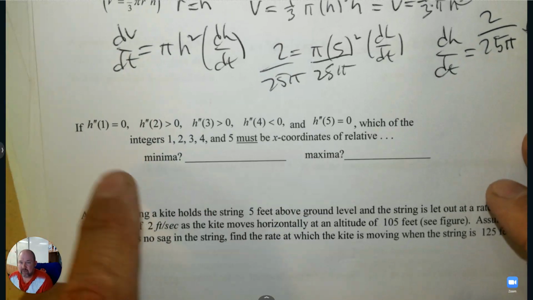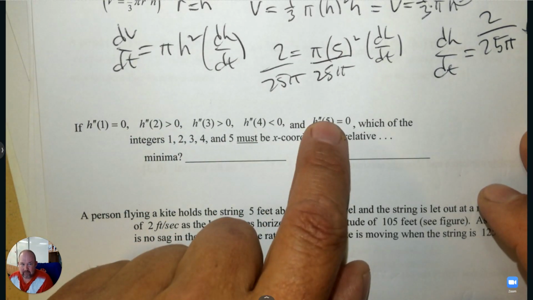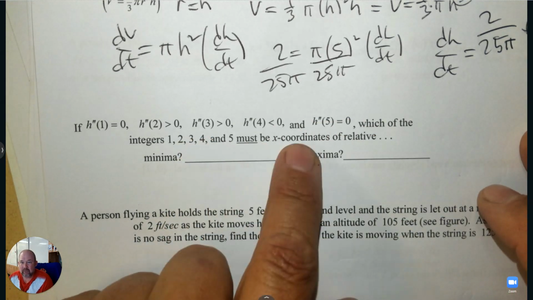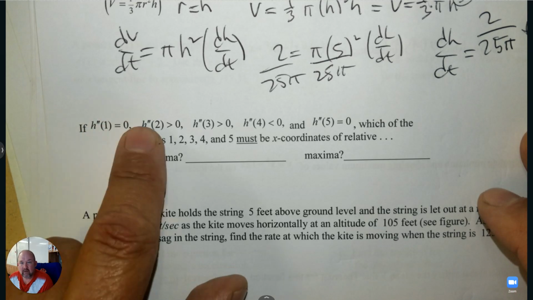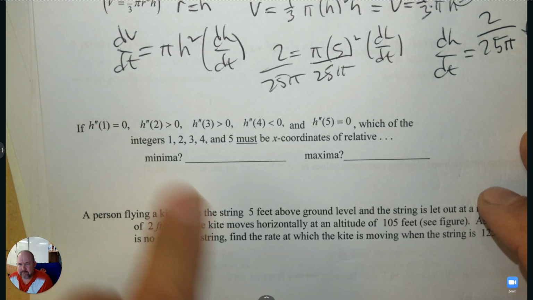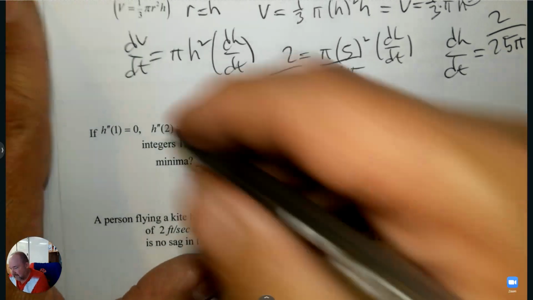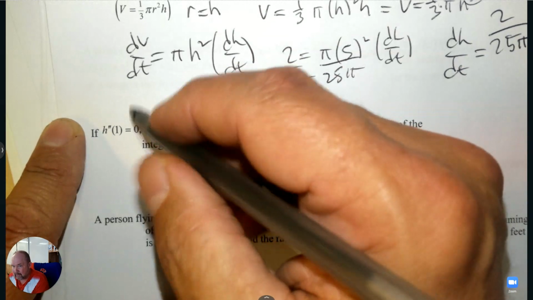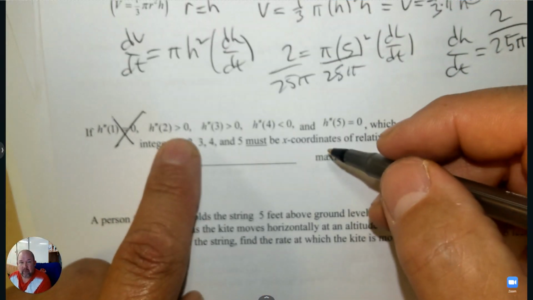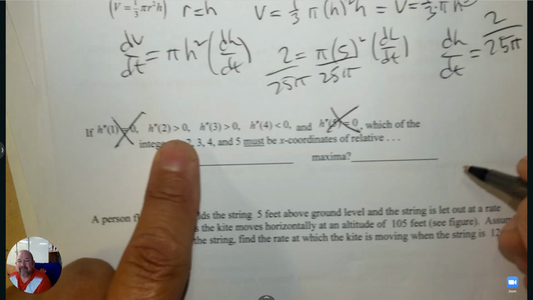All right, we got a bunch of stuff here. Second derivative, second derivative, second derivative, second derivative, second derivative. Which of the following must be an x-coordinate of a relative minimum? All right, I'm thinking. So it can't be this, because when the second derivative is 0, there's no minimum or maximum. So it has to be either greater than 0 or less than 0. So now those. I am guessing this.